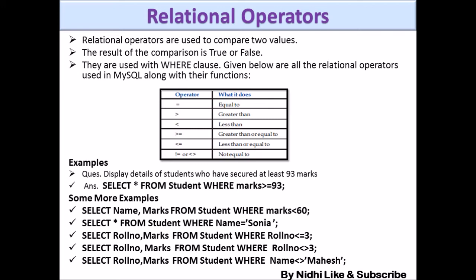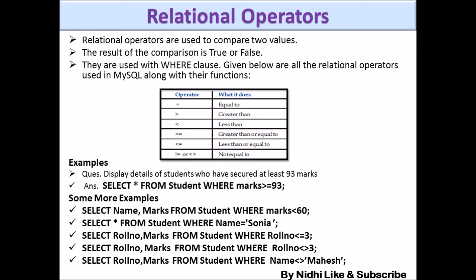You have to display the details of students who have secured at least 93 marks from the table. For that, the query is: select star from students where marks secured is greater than or equal to 93, that is mark1. Like this you can write a query. At least 93 means it should be equal to 93 or more than 93, so we can use the greater than or equal to symbol.